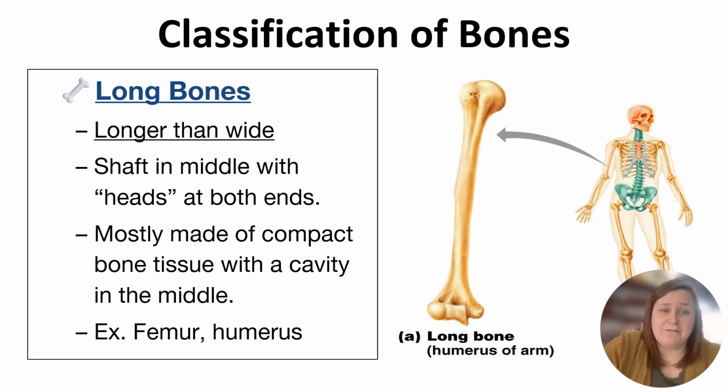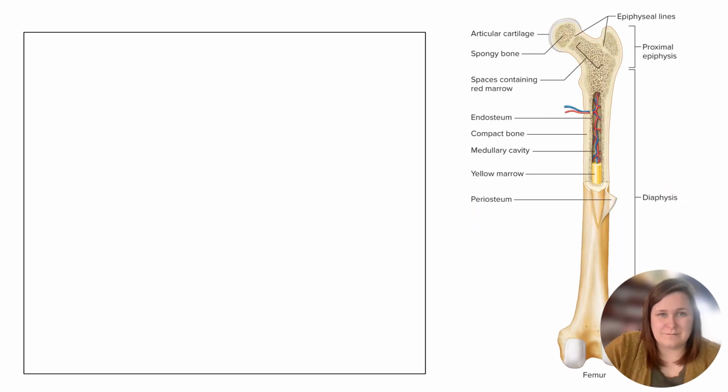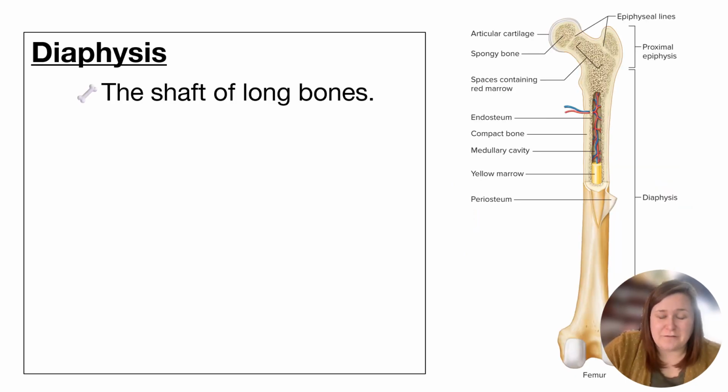They're going to have a shaft in the middle with this out-bowing of what we call heads at both ends. These are going to be mostly made of compact bone tissue, and they're going to have a little cavity that runs through the middle. An example of long bones would be things like our femur and our humerus, so arm bones, leg bones, things like that. All right, here's a diagram of a long bone.